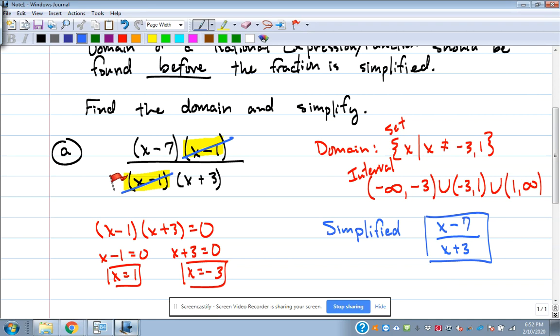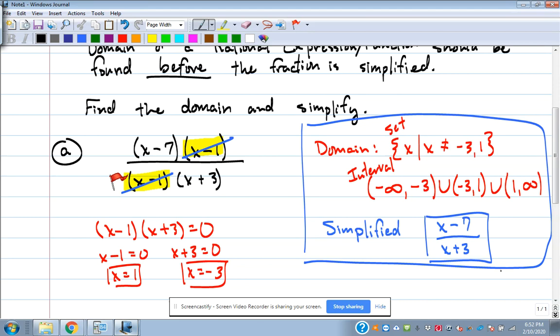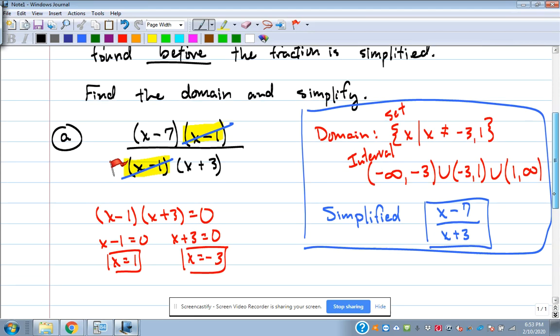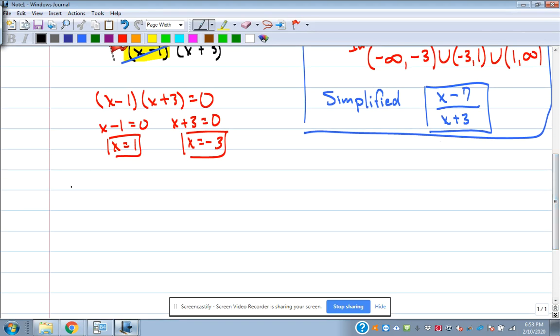The simplified version only has that. Now, if we had simplified first, we would be missing part of the restrictions on the domain. Okay, so that's why we find the domain before we simplify. Find the domain before you simplify, and then do your factoring and simplify. So let's go to one that's not so cakey.